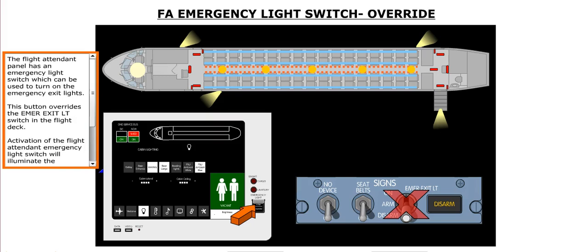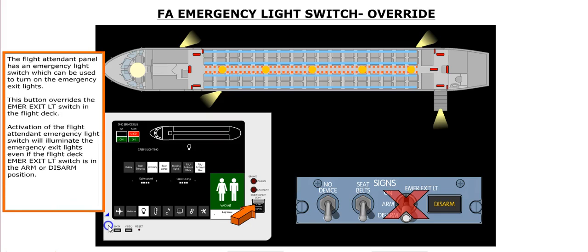The flight attendant panel has an emergency light switch, which can be used to turn on the emergency exit lights. This button overrides the emergency exit light switch in the flight deck. Activation of the flight attendant emergency light switch will illuminate the emergency exit lights, even if the flight deck emergency exit light switch is in the arm or disarm position.